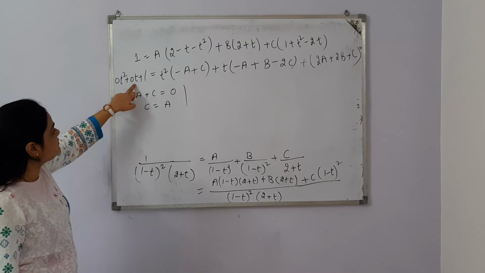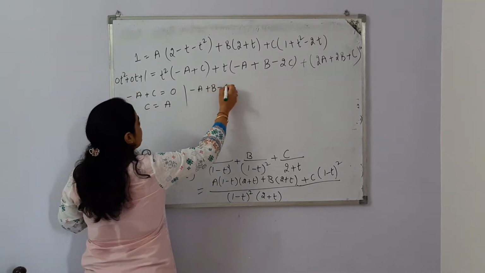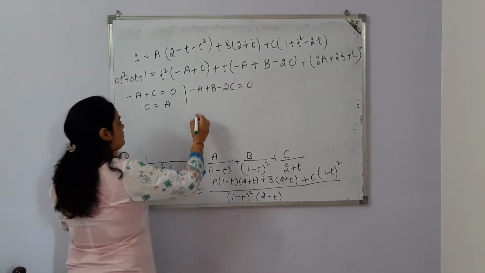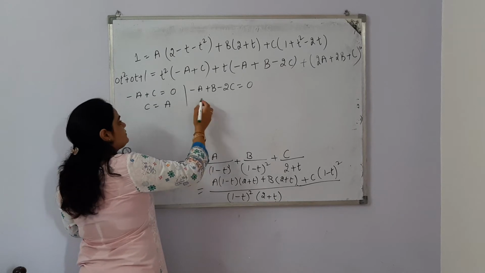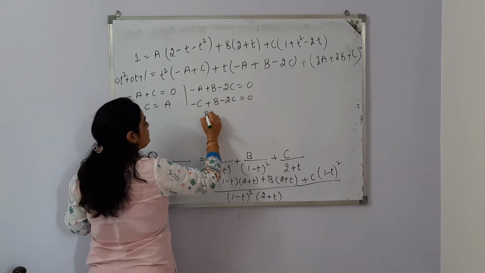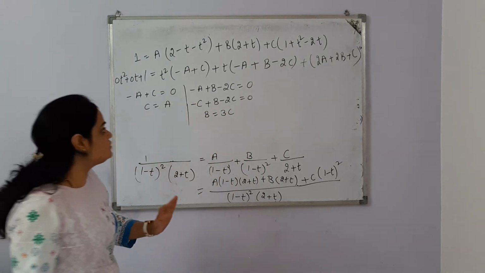Now t's coefficient is 0. Here t's coefficient is minus a plus b minus 2c, which is 0. So we'll substitute a equals c: minus c plus b minus 2c equals 0. So b equals 3c. Then we get b equals 3c.